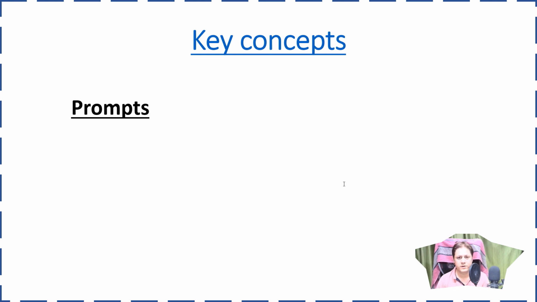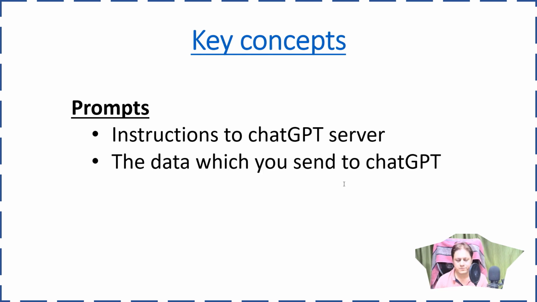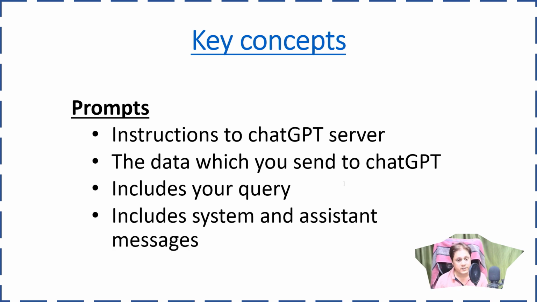These are different key concepts, but you must understand what those concepts are. So the first concept is prompts. This is very important. Prompts are nothing but instructions which we send to the ChatGPT server, and the response. It includes your query. Query means whatever you write and whatever you seek information regarding. So that is the query, you can say. That is the prompt. And it's very important.